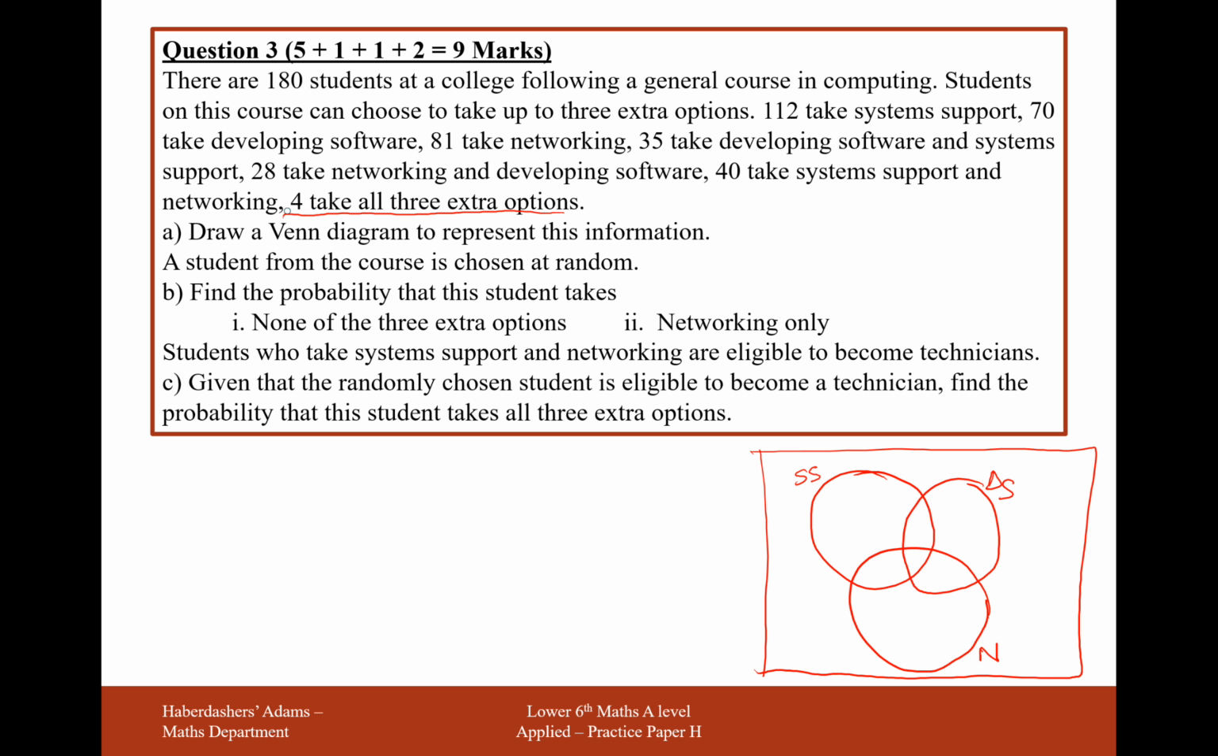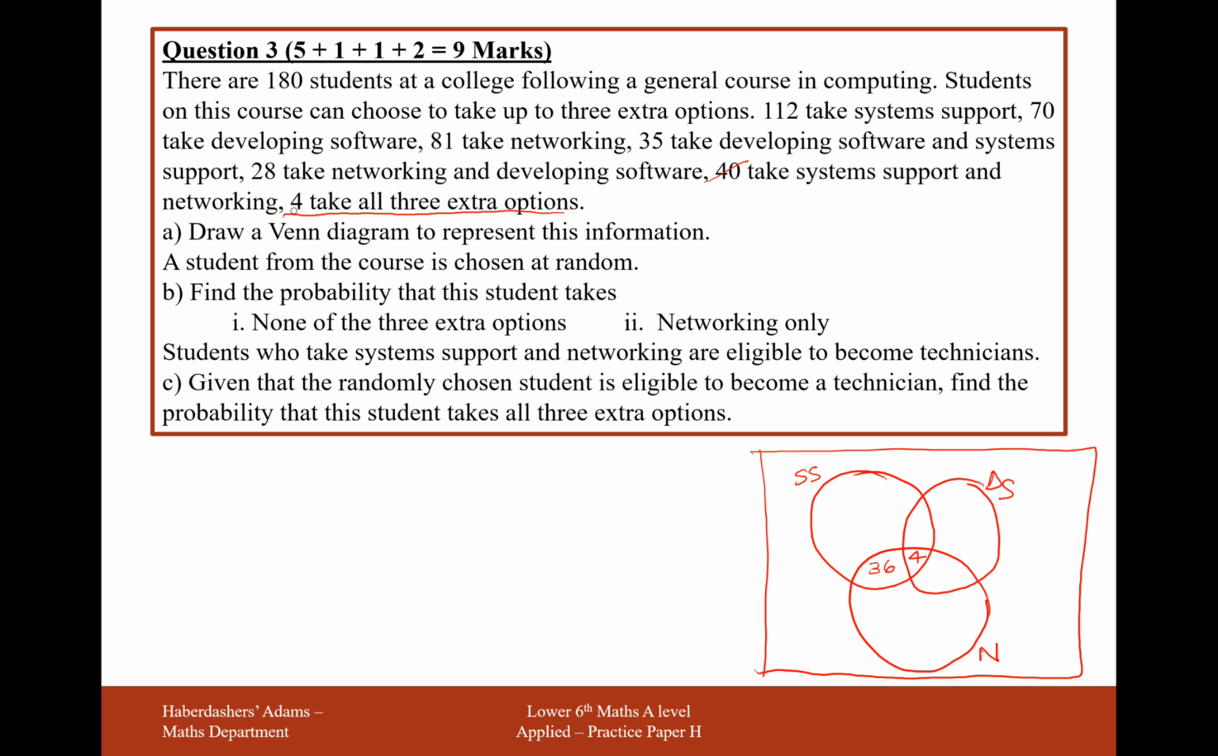What we want next is to input this data point here for take all 3 options. So put a little 4 in the middle of all those 3 Venn diagrams overlapping. Okay, working backwards now, 40 take system support and networking. We've already got 4 of these students inside this overlap here. So what we need is an extra 36 students here that take system support and networking, but not the developing software option. Okay, 40 in total will take both of these 2 options though.